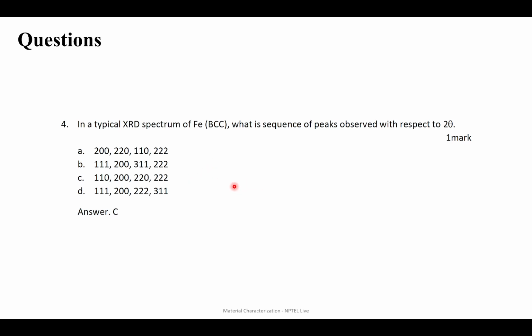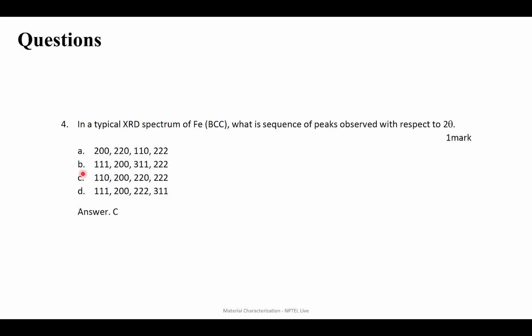And also the sequence of peaks is such that H square plus K square plus L square starts from the lower end. So here 110 will have the minimum H square plus K square plus L square value. So it will appear first, then 200, then 220, then 222.